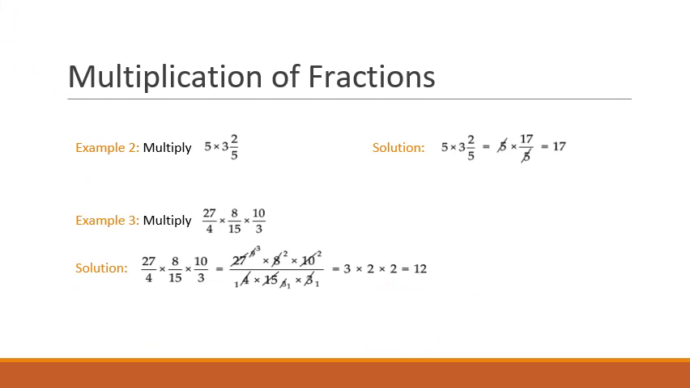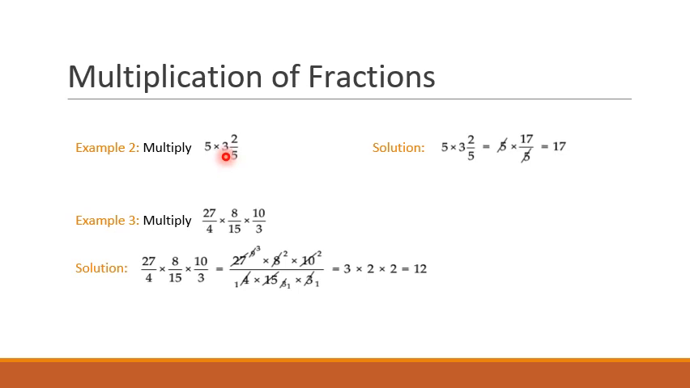Now let's see a few more examples for multiplication of fractions. Example 2. Multiply 5 by 3 2 by 5. Here in this example we are multiplying a whole number, that is 5, by a mixed fraction. Whenever there is a mixed fraction, we first have to convert it into an improper fraction, which we studied in the previous session.